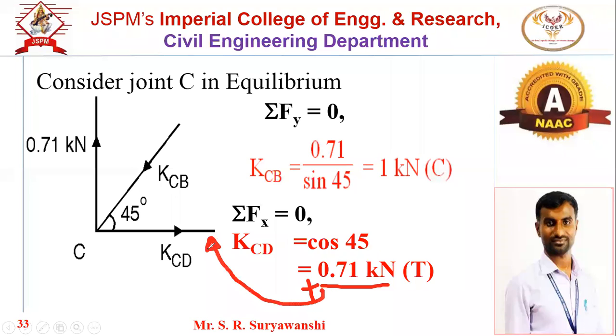Our assumed direction for KCD is correct. That will be tensile. Okay. बघा इथं प्लस आहे पण काय अजूम केलं होतं? कॉम्प्रेसिव्ह. इथं प्लस आलं पण काय अजूम केलं होतं? टेन्साईल. ओके, म्हणजे काय म्हणायचं? After the calculation, if the answer is positive like this, our assumed direction, it may be compressive or it may be tensile, these directions are correct. This is for joint C.